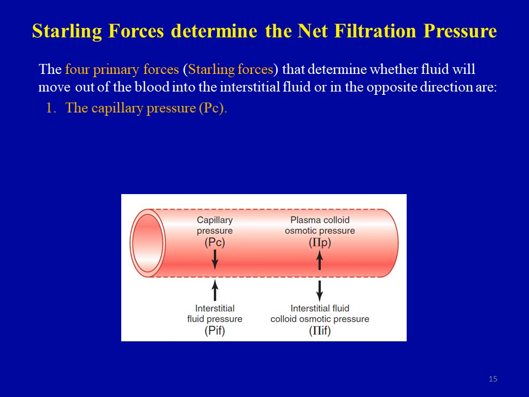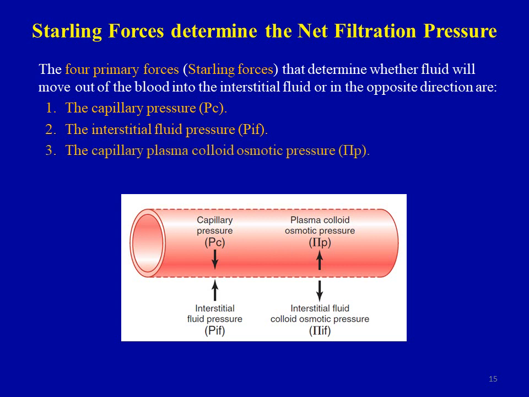The four forces are the capillary pressure, which is the hydrostatic pressure caused by the presence of blood in the capillaries. Then we have the interstitial fluid pressure. It is the hydrostatic pressure of fluid present outside the cell, between the cells and outside the capillaries. Then we have the capillary plasma colloid osmotic pressure. It is mainly caused by the plasma proteins and mainly albumin, as you know. And finally, the interstitial fluid colloid osmotic pressure, which is due to the presence of a low concentration of proteins in the interstitium.